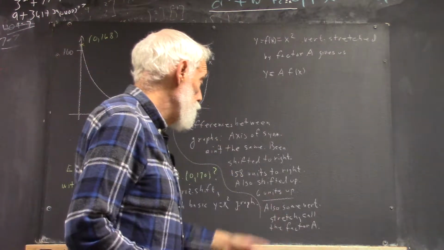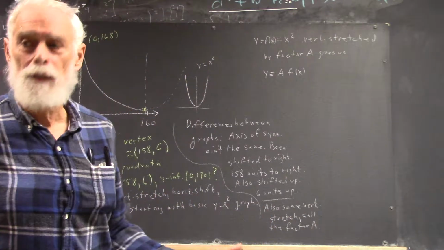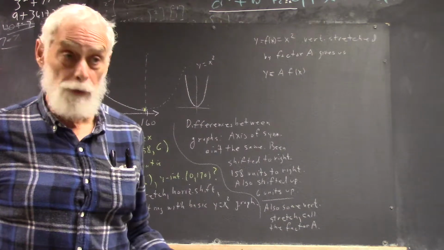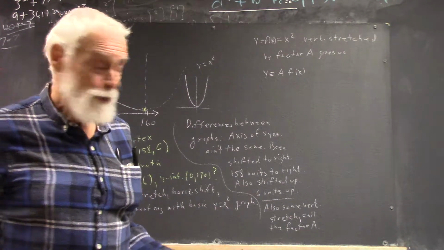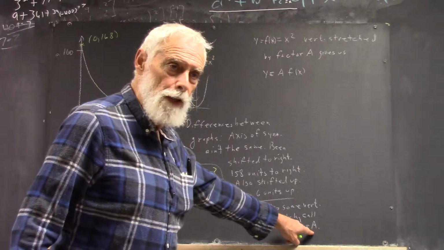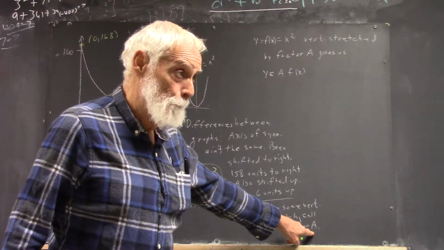So that's what we're saying here. There's also some vertical stretch, but you can't really spot that. You're going to have to do a little analysis to figure out what the vertical stretch is. So we'll just say there's also a vertical stretch. We'll call this vertical stretch factor capital A, because that's what we've always called it.